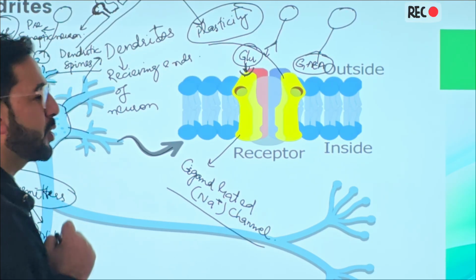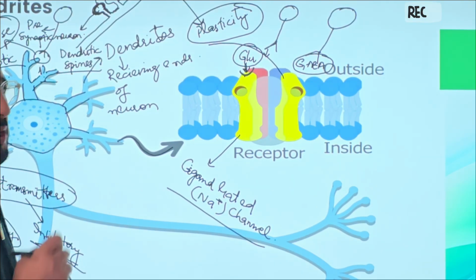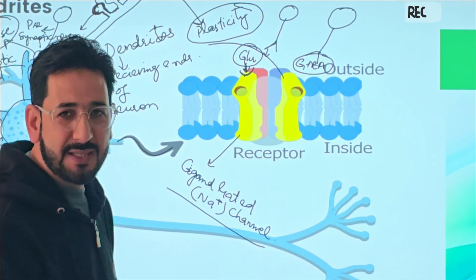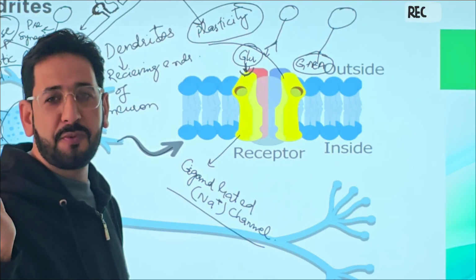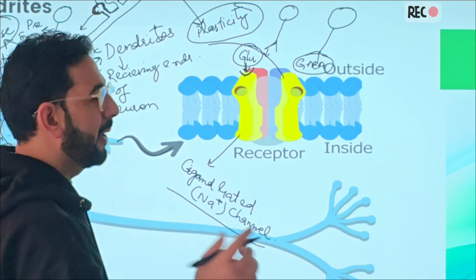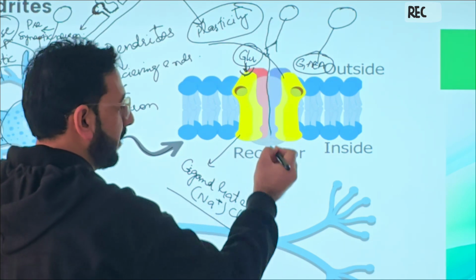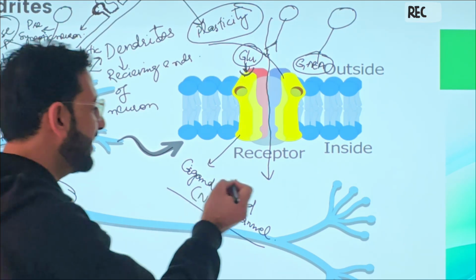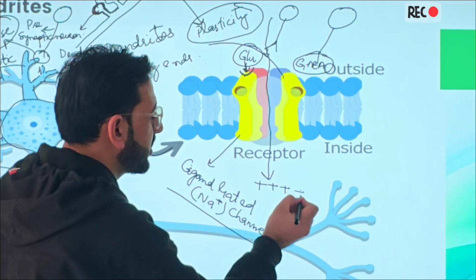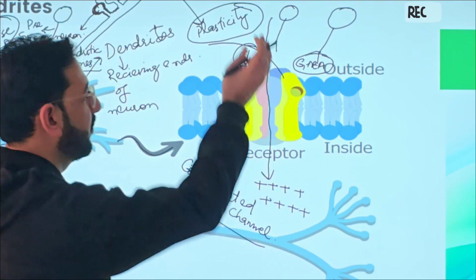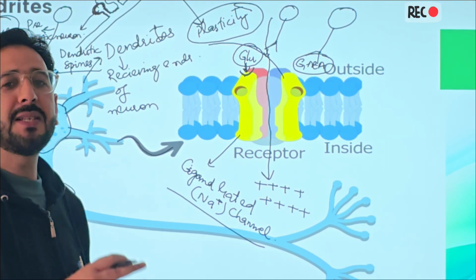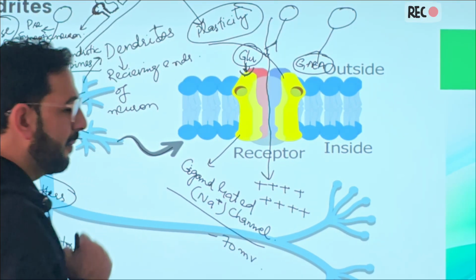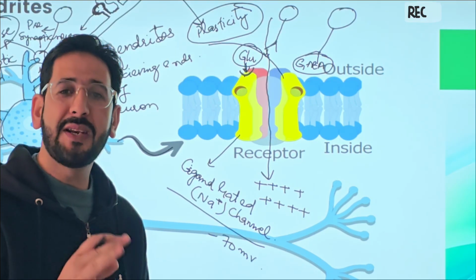And when this ligand gated sodium channel is opened, what will happen? The sodium concentration outside the cell is more, and the sodium concentration inside the cell is less. So when the channel is opened for the transport of sodium, sodium from outside will come into the cell, into the dendrites. And inside the cell, it will become more and more positive. For example, the cell was at rest before this glutamate came. It had the resting membrane potential of -70 millivolts, because we all know the resting membrane potential of the neuron is -70 millivolts.